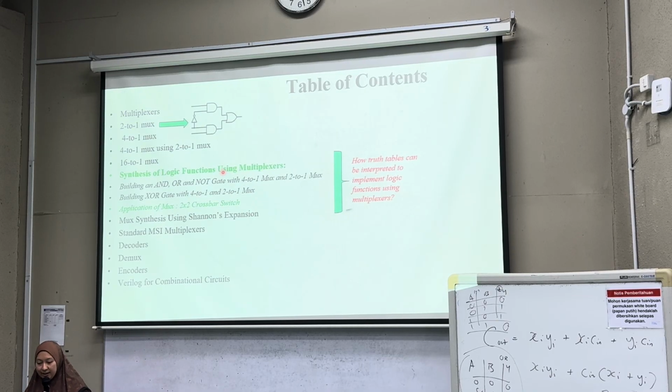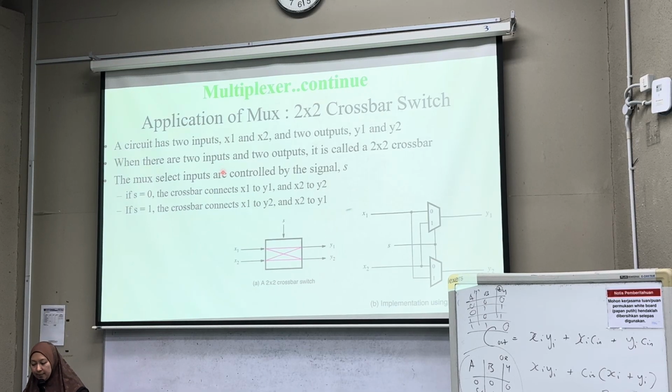Another application of the multiplexer I'm showing you here is a 2x2 crossbar switch. A circuit has two inputs x1 and x2 and two outputs y1 and y2. When there are two inputs and two outputs, it's called a 2x2 crossbar. The mux select inputs are controlled by signal S, so you have one select line, S. If S is 0, the crossbar connects x1 to y1 and x2 to y2. But if S equals 1, the crossbar connects x1 to y2 and x2 to y1.